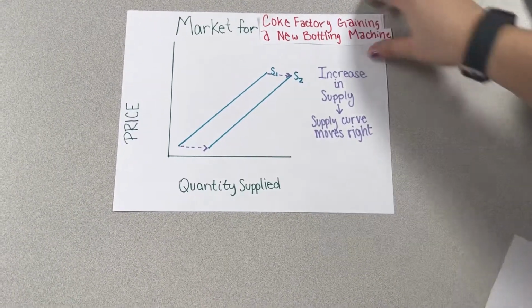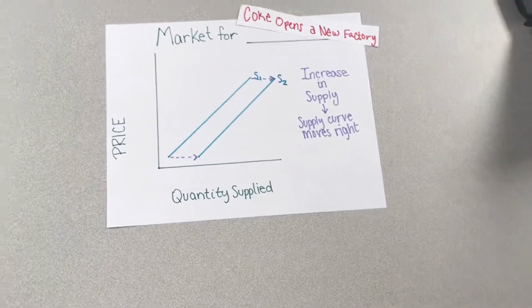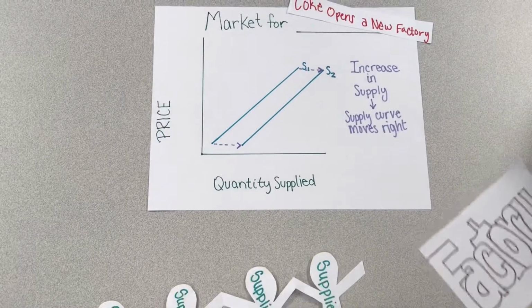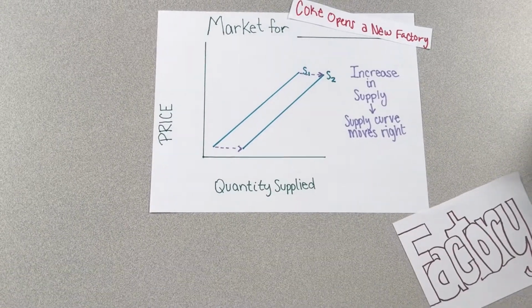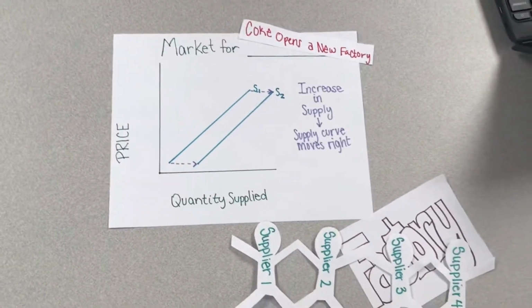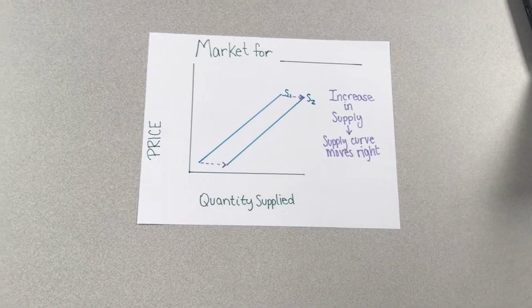The third non-price determinant is when more sellers enter the market. This allows for more to be produced at different prices, leading to more supply of a product. An example of this is when Coke opens a new factory in the Indianapolis area, allowing for more supply in Indianapolis.